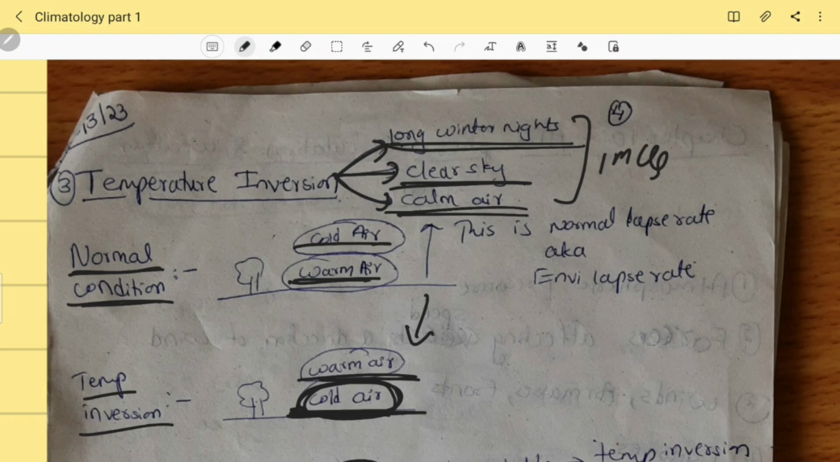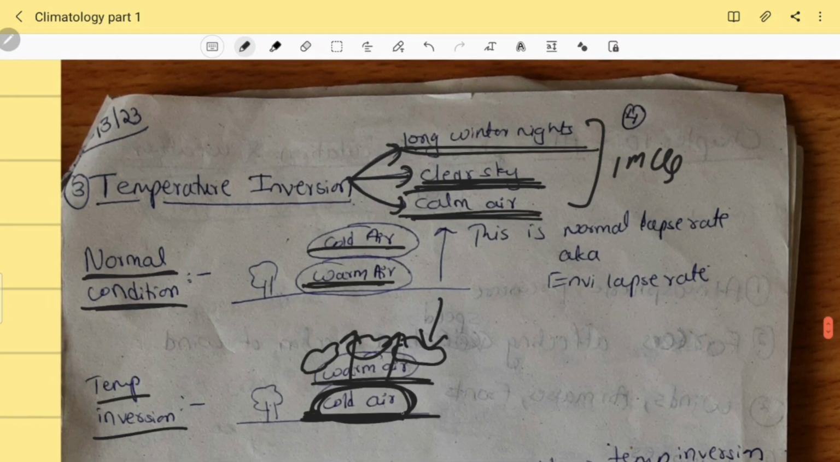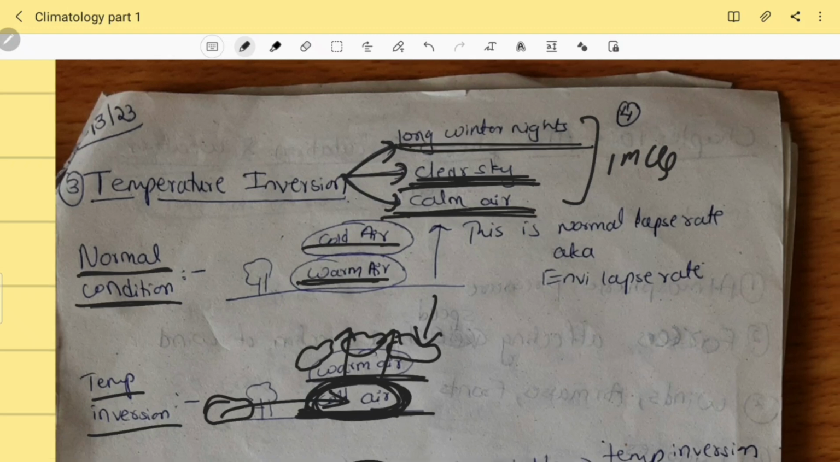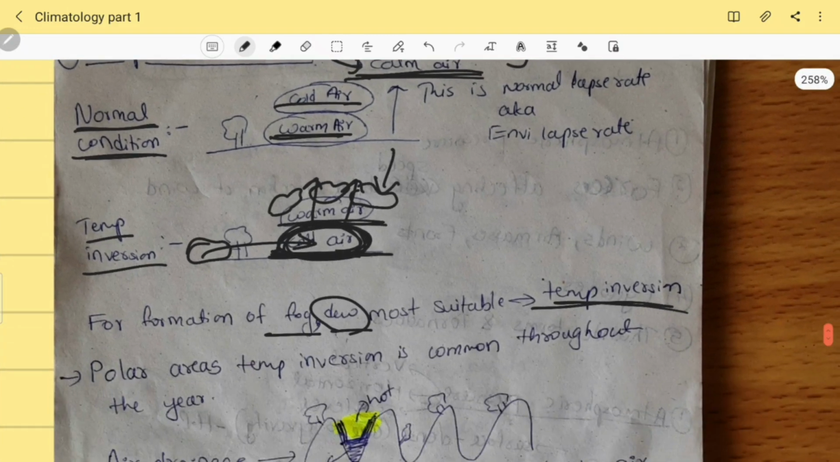Why clear sky? Say if you have clouds here, then they do not allow the warm air to escape, right? So you should have a clear sky, there should not be clouds. And calm air: say if there is wind moving, then there are chances that a place with warm air occupies this cold air region. So you should have calm air. These three conditions should be met for temperature inversion.